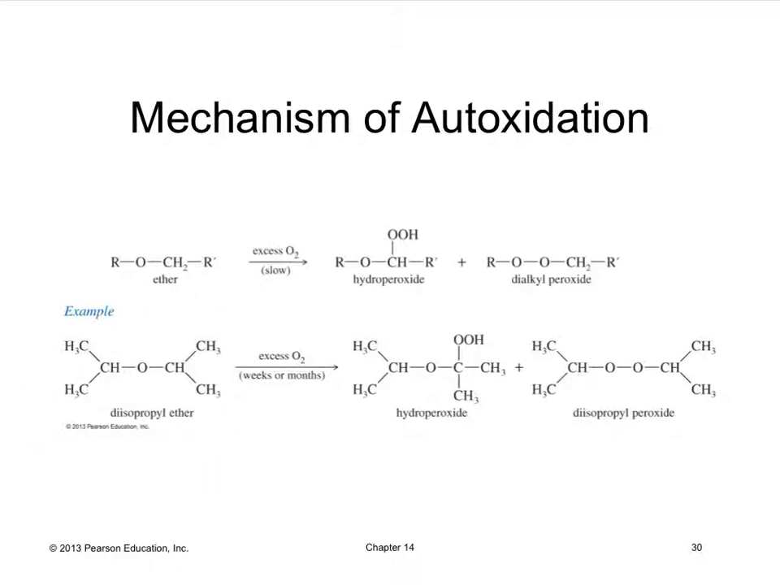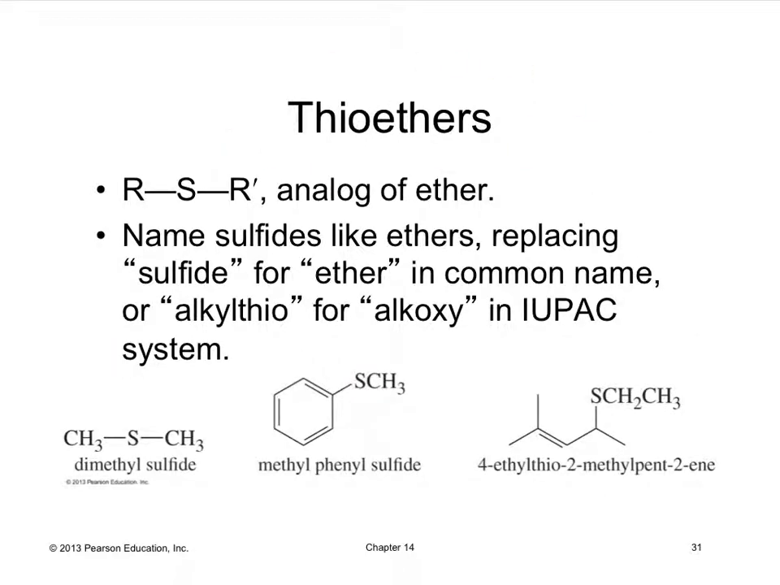So if you have, for example, diisopropyl ether in the presence of excess oxygen, weeks or months, note the time frame because it's a slow reaction, you're going to generate the hydroperoxide, again where the OH is on the methylene, or the CH over here, substituting the CH there, or the diisopropyl peroxide in which an additional oxygen is added to the system. In terms of thioethers, the RSR, instead of an oxygen, you have a sulfur here. That's the analog of an ether.